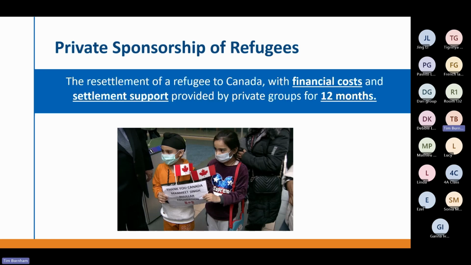And so this is what the private sponsorship of refugees is. It's the resettlement of a refugee to Canada with financial costs and settlement support provided by private groups for 12 months.